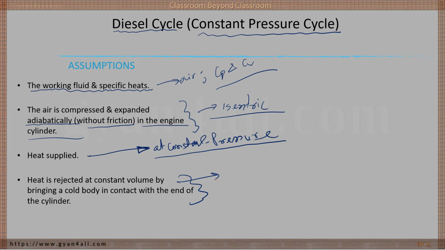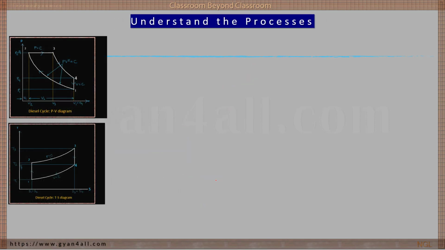Any question? Okay, fine. Now let's understand the processes. What are the processes? You tell me from the PV diagram. The first one is the diesel cycle PV diagram, and the second one is the diesel cycle temperature-entropy diagram. Now from the diagram, can you tell me about process 1-2? From the first diagram, that is the PV diagram. Process 1-2, I am talking about process 1-2.